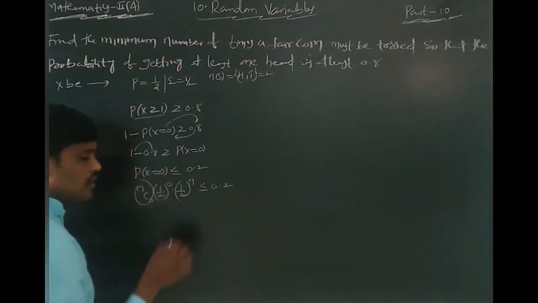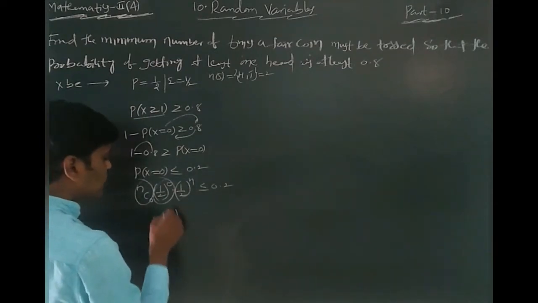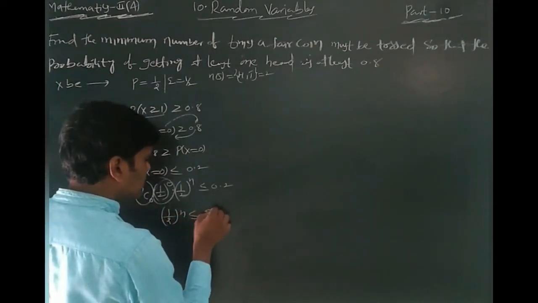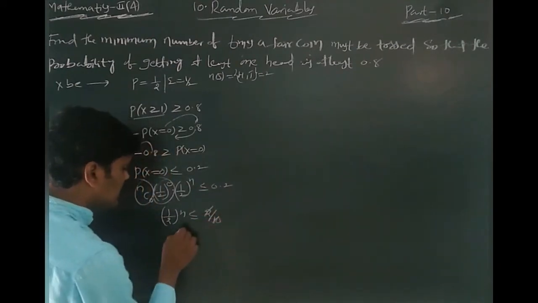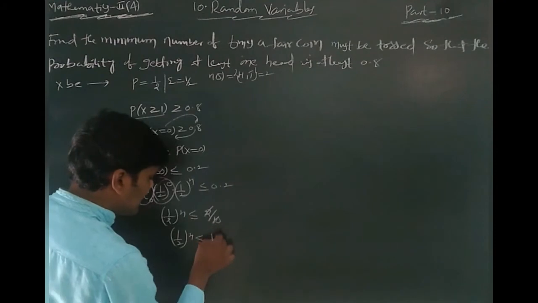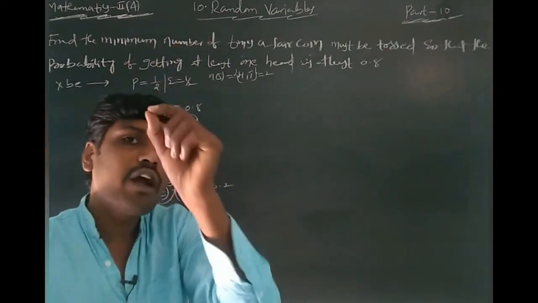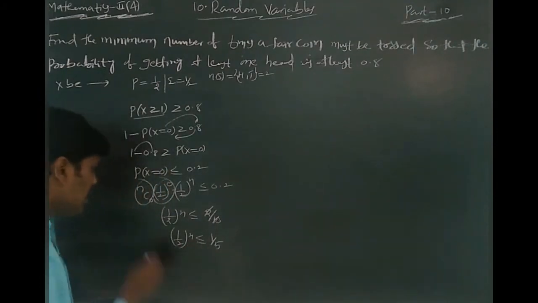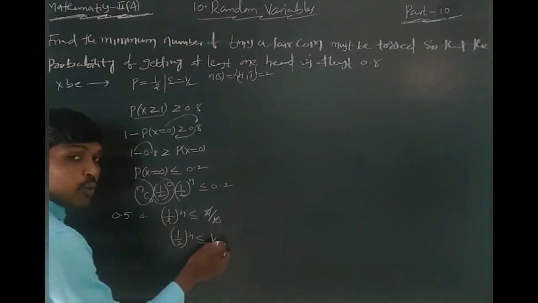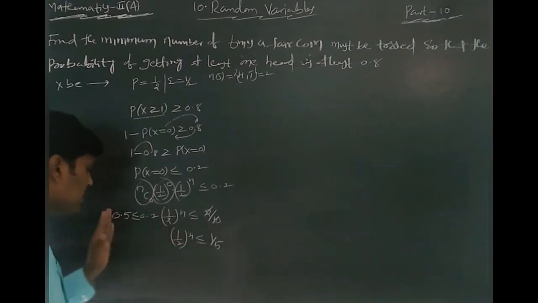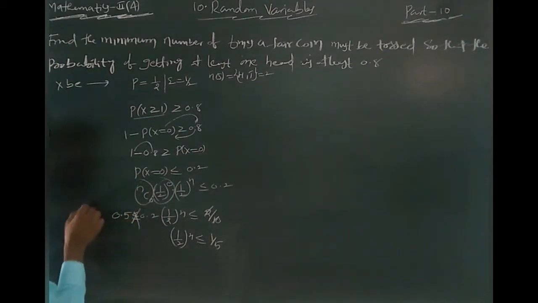nC0 value is 1, and (1/2) to the power 0 is also 1. That's why you can write (1/2) to the power n is less than or equal to 2 by 10. 0.1 is nothing but 2 by 10. 2 ones are 2, 2 fives are 10. So (1/2) to the power n is less than or equal to 1 by 5. First, take the minimum number, n equal to 1. (1/2) value is 0.5, here 0.2, and 0.5 is more than 0.2. That's why n equal to 1 is not possible.